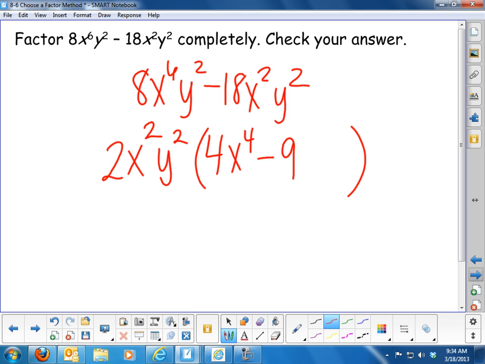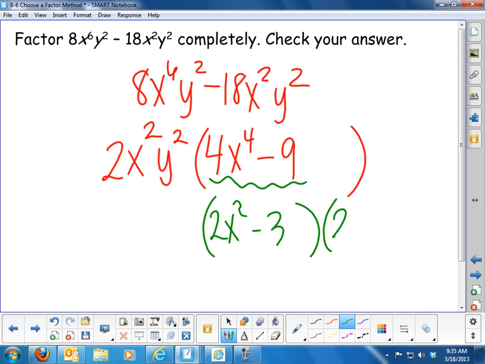Now I look at what I'm left with here, and I think, is it a difference of squares or a perfect square trinomial? Well, 4x to the 4th is definitely a perfect square. 9's a perfect square, so that is what we call a difference of squares. We know that from our special products. What does that factor into? 2x squared minus 3 times 2x squared plus 3.